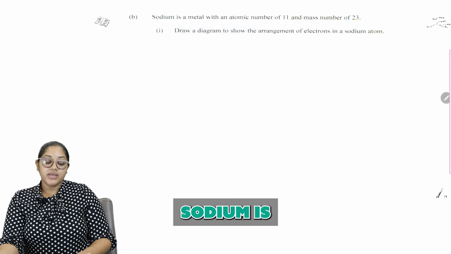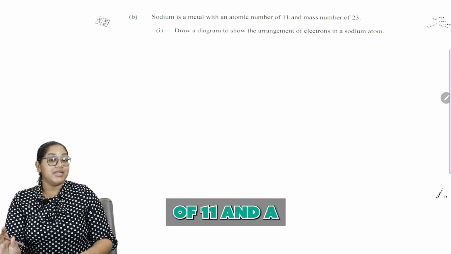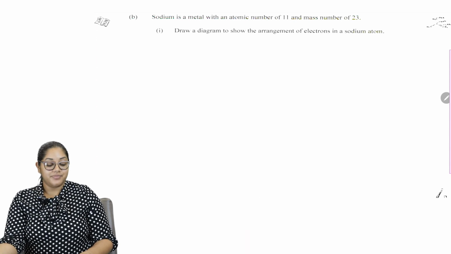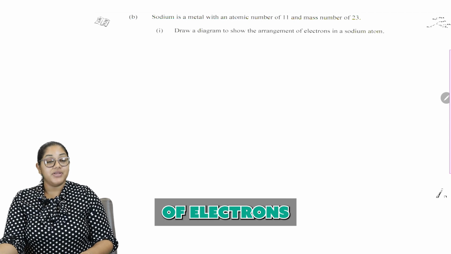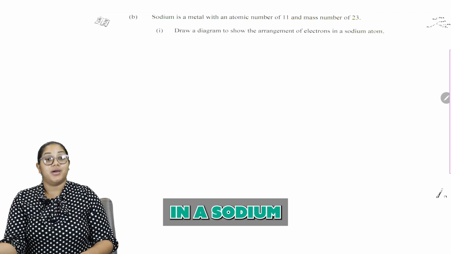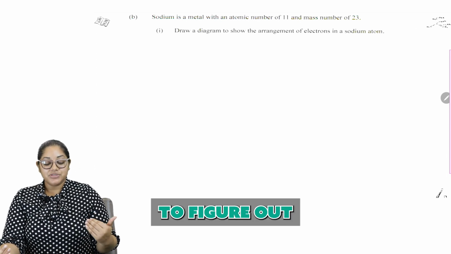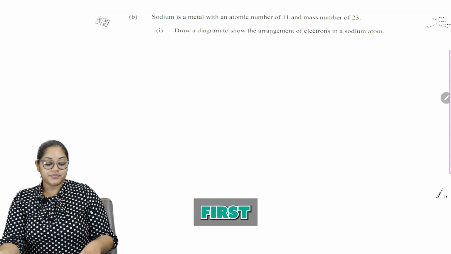All right. Sodium is a metal with an atomic number of 11 and a mass number of 23. Draw a diagram to show the arrangement of electrons in a sodium atom. They're asking for a shell diagram. So we need to figure out our electronic configuration first.